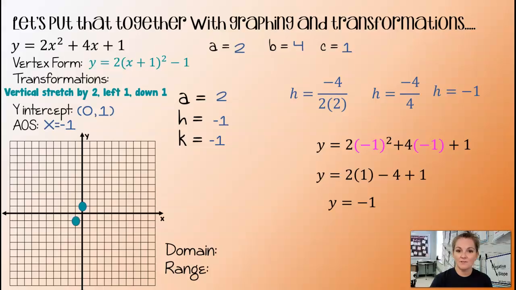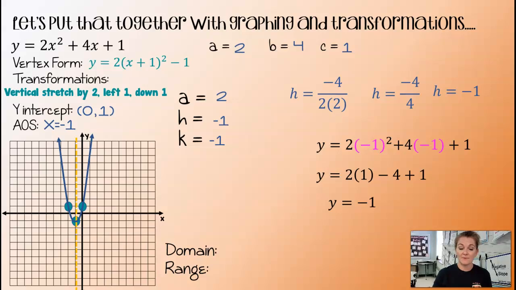I know my y-intercept is 0, 1, and I know my vertex is at negative 1, negative 1. Now going back to what we did with transformation days, use your axis of symmetry as a reflection point. So that point right there, my y-intercept, is 1 dot away from the center, so I go one dot in the other direction. There is my third point. All you need to graph are your 3 points. There is that parabola. It has a vertical stretch, it went left, and it went down.